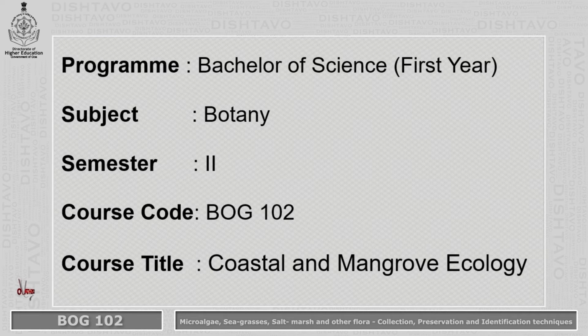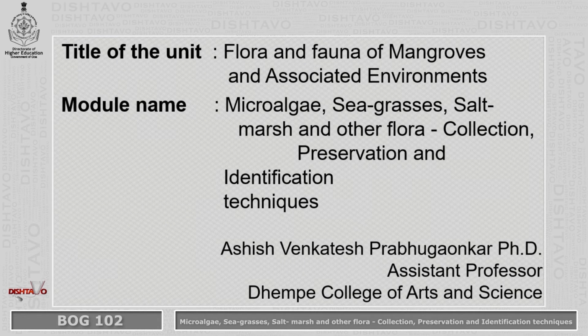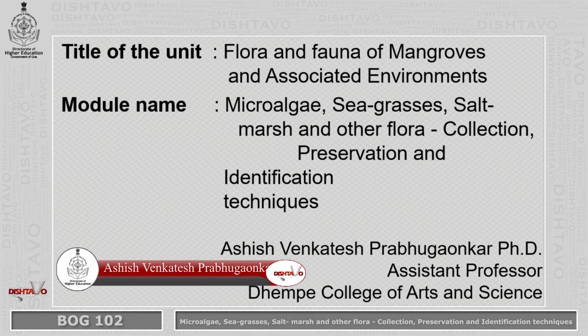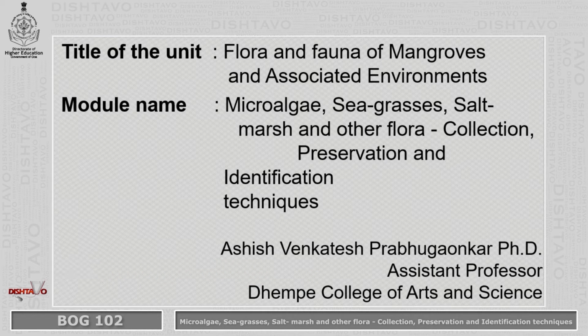Welcome everyone. This module is for program Bachelor of Science first year, subject Botany, semester 2, course code BOG 102. Course title is Coastal and Mangrove Ecology. Title of this unit is Flora and Fauna of Mangroves and Associated Environments. Module name is Microalgae, Seagrass, Salt Marsh and Other Flora, Collection and Preservation and Identification Techniques.